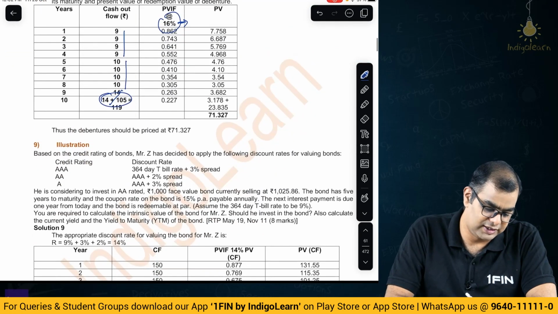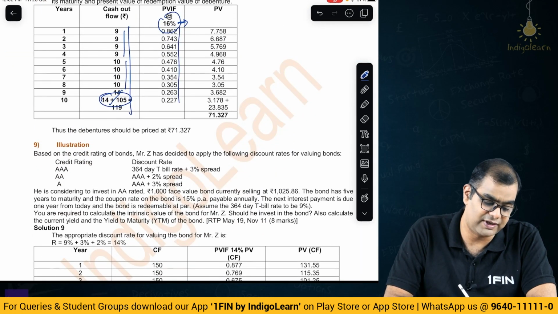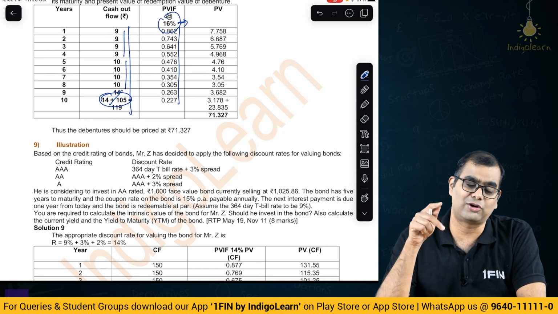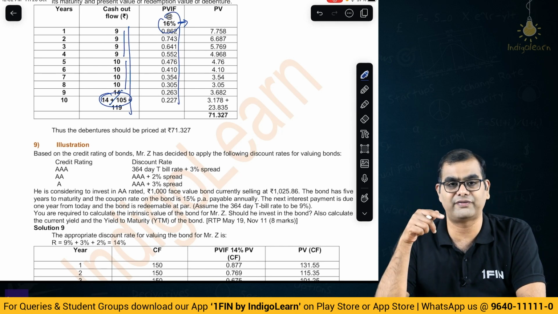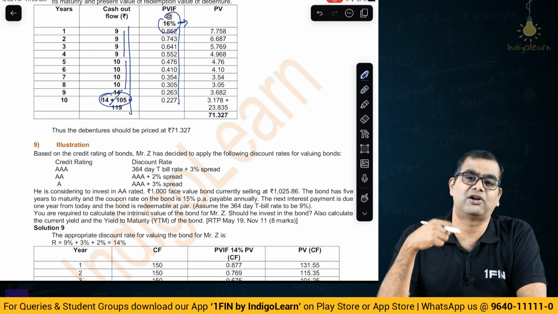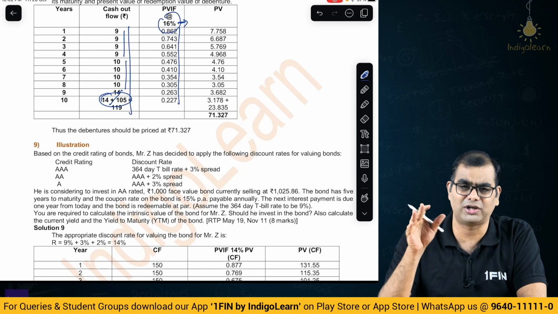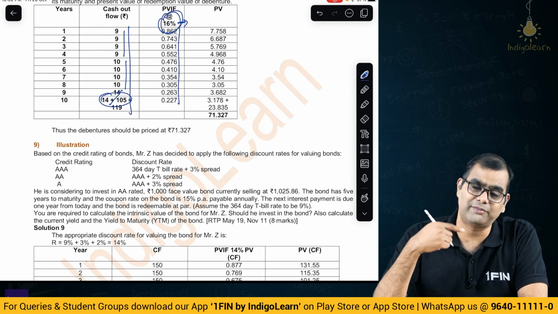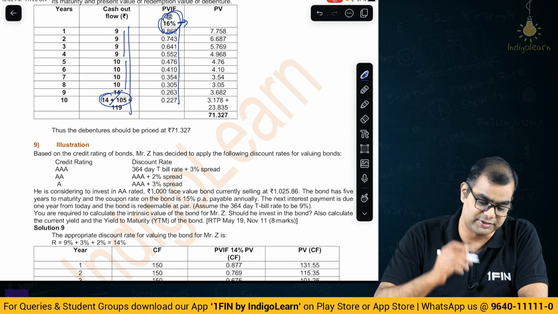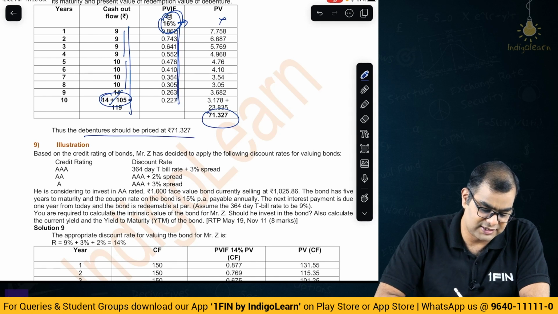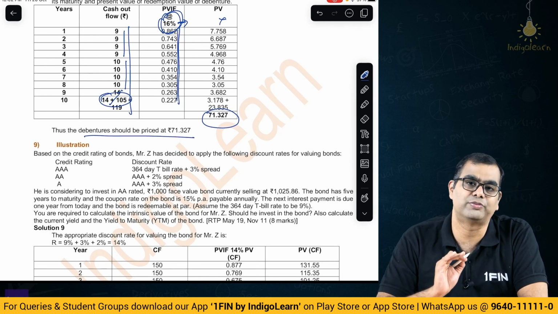So, you list all the cash flows here, then you take the present value at 16%. Please note the present value is at 16. The coupons are different. The discount rate at which you are finding out the IRR or the yield or the YTM, no matter what term you use, it is fixed at 16%. Why? Because the company wishes to price the issue at 16%. So, you get the present value factor, multiply it with the cash flow and do a sum, you get 71 rupees. So, the answer is the debenture should be priced at 71 rupees.